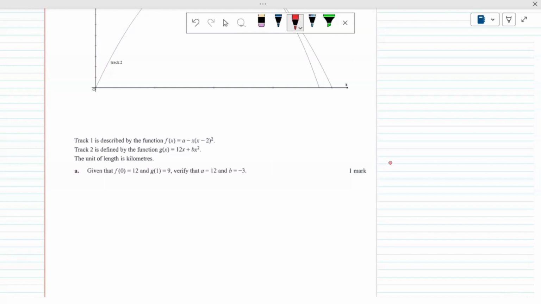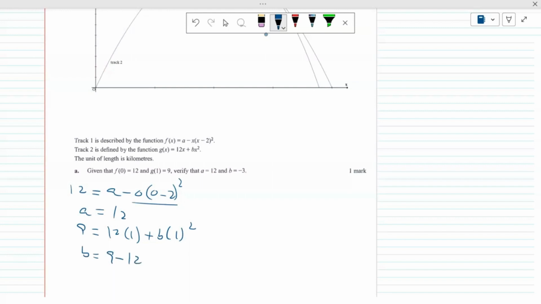So let's actually verify that. If I substitute 0 there, a minus 0 times bracket 0 minus 2 squared. So that's basically 0. So a must be 12. All right, now g of x. So 9 equals 12 times 1 plus b times 1 squared. So that's going to be b plus 12. So b must be 9 minus 12, which is negative 3. Therefore, a equals 12 and b equals negative 3 as required.